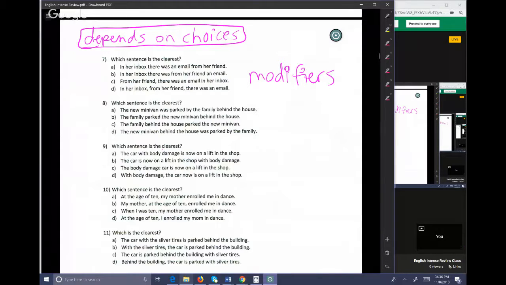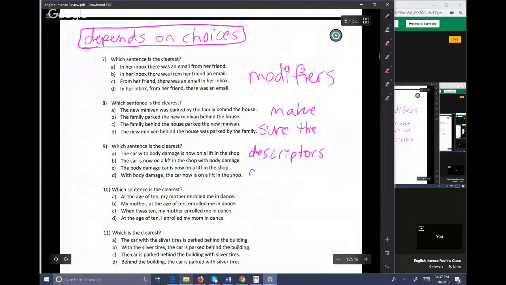So when it comes to modifiers, basically your task is to make sure that nothing is being described in the wrong manner. You want to make sure you're not describing a book in the way that you were trying to describe the human that's reading the book. So you're essentially making sure the descriptors, another way to say modifiers, are parked next to the thing they are describing.